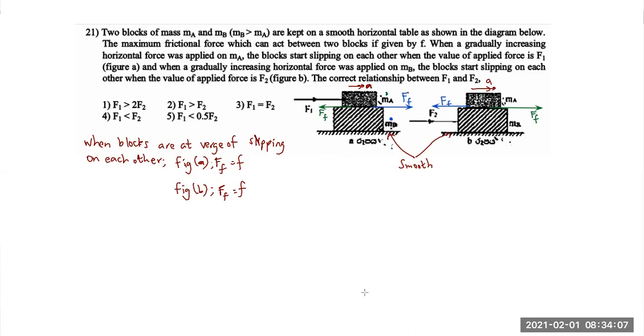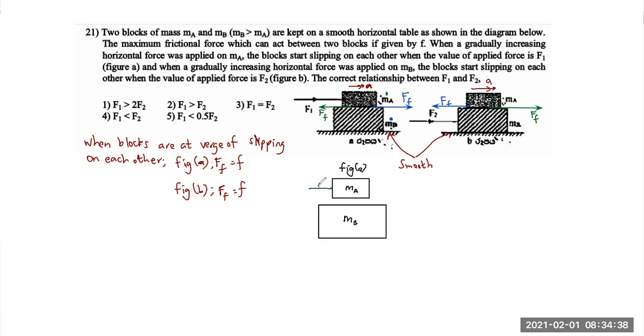So for figure A, I'll draw free body diagrams now. MA and then MB. Okay, people. Right now, force is applied on MA. This is MA, this is MB. I'm explaining you figure A. Now we are applying a force on MA. That is F1. I'll mark the force acting on A in green.